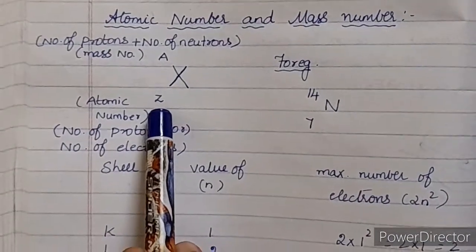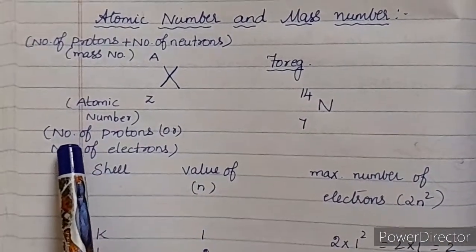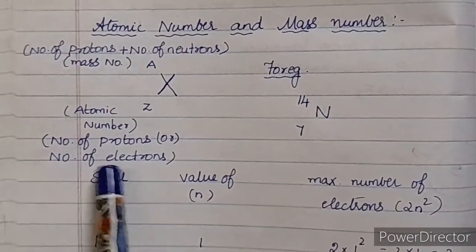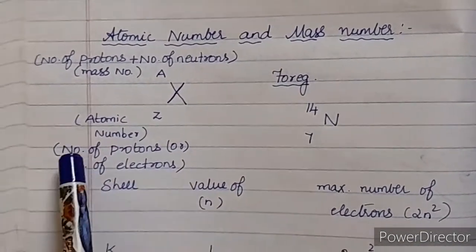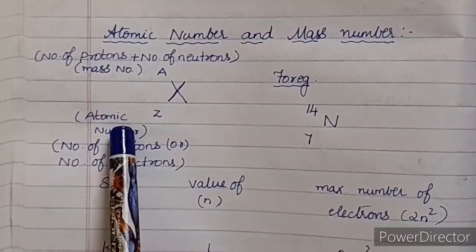Now, atomic number is denoted by the letter Z, and atomic number is equal to the number of protons or the number of electrons. Either the number of protons or the number of electrons can be considered to calculate the atomic number.